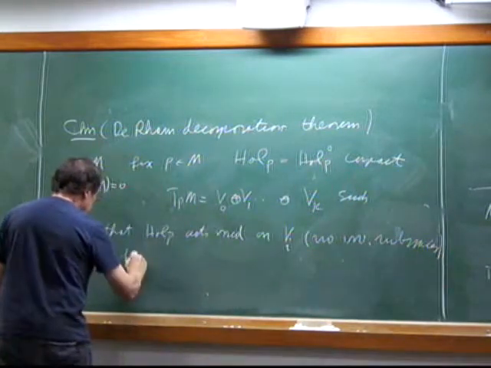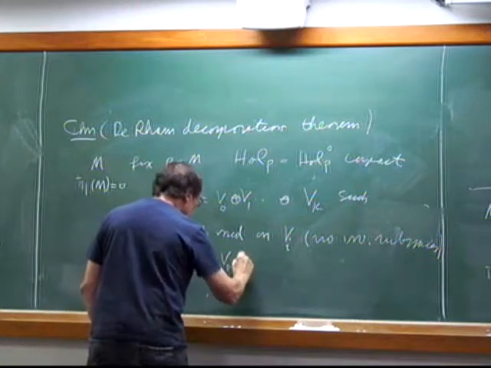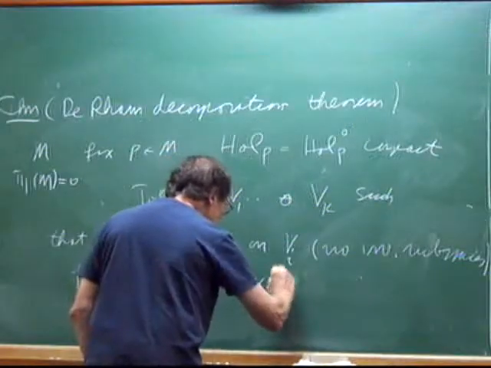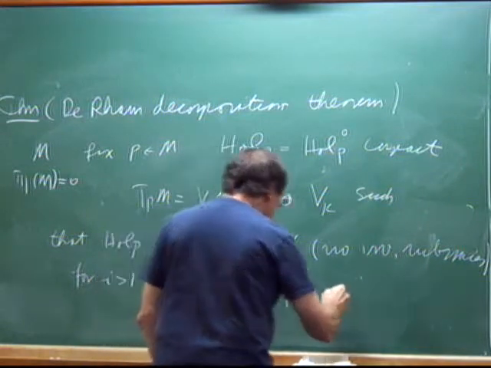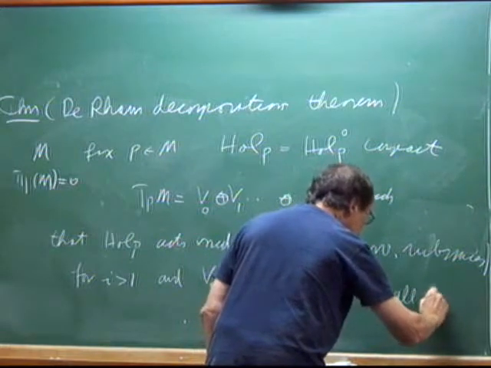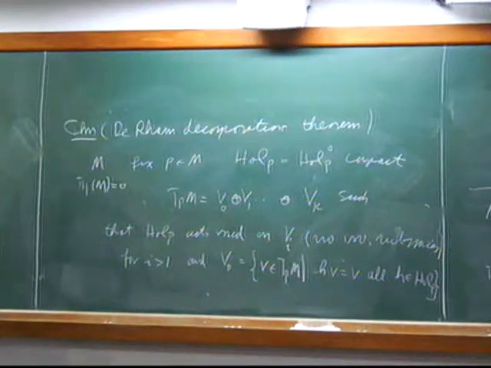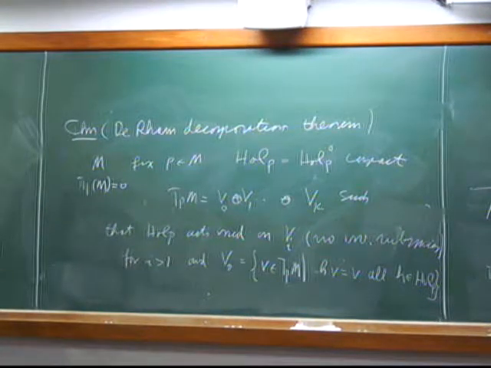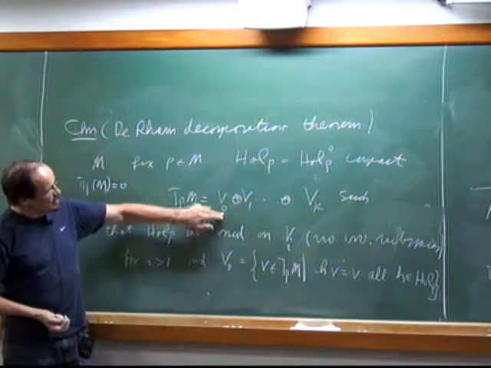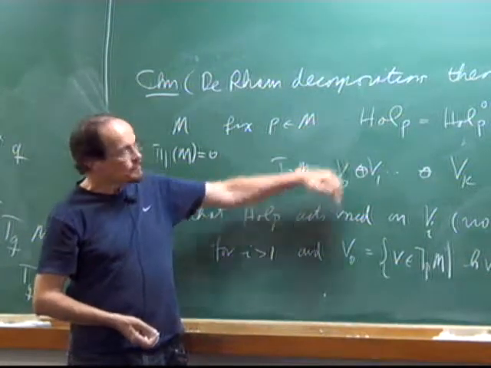For i bigger than 1, and the first one, V0, is defined as those vectors in T_PM where hv is equal to v for all h in the holonomy group. So first look at vectors that are fixed. There might be none. If they are collected into a single subspace, that's a linear subspace. On V0 the holonomy acts trivially. On the rest it acts non-trivially and irreducibly, so no invariant subspaces.